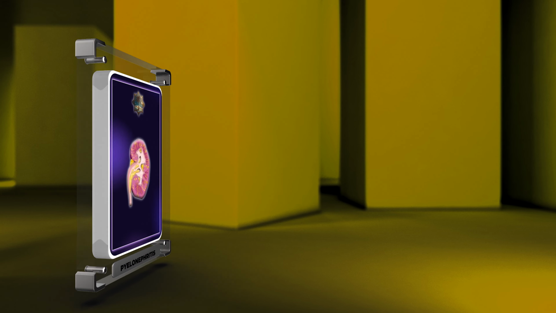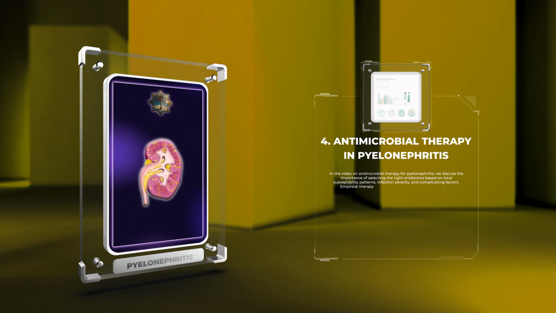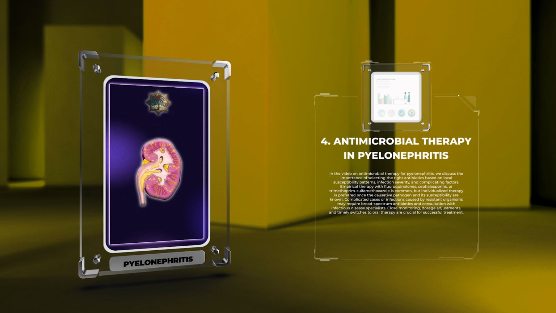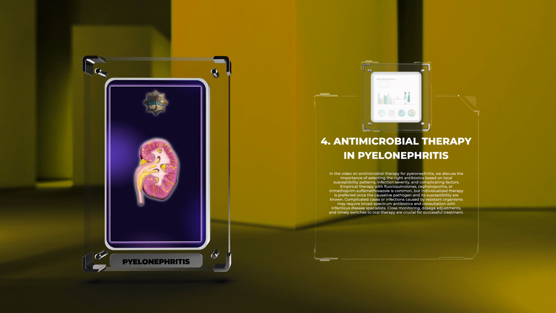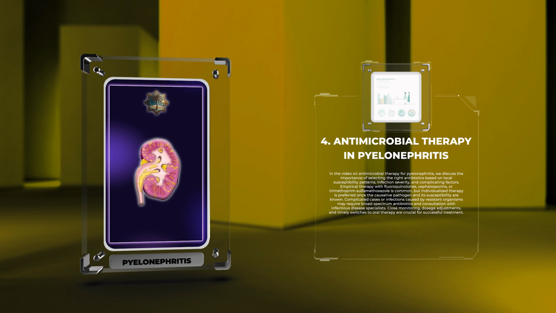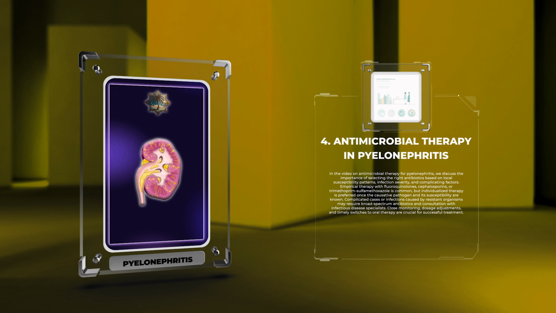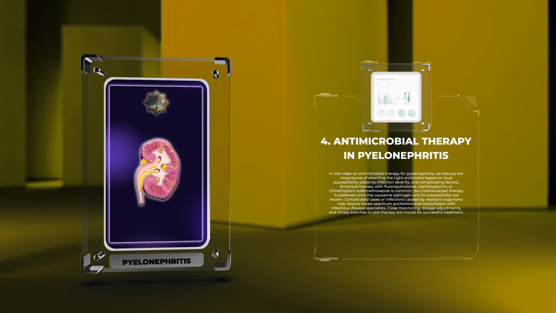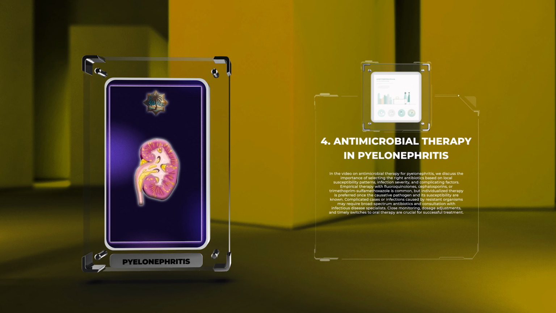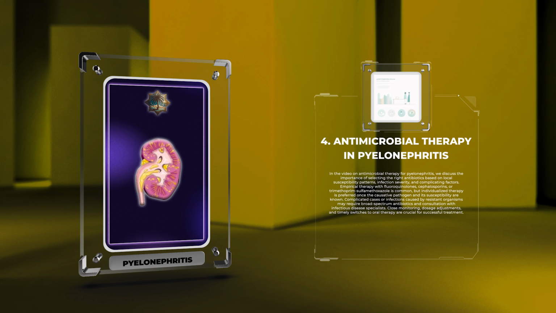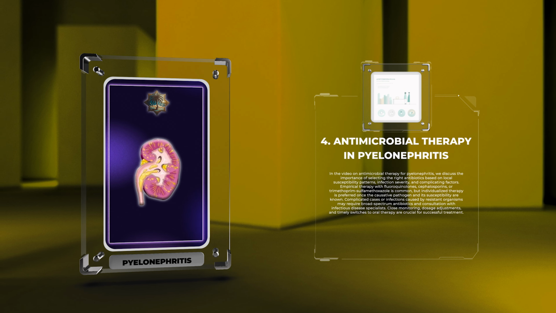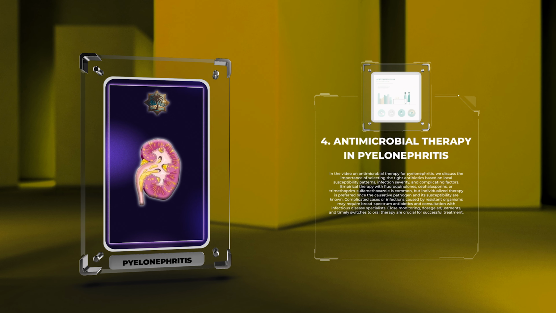In the video on antimicrobial therapy for pyelonephritis, we discuss the importance of selecting the right antibiotics based on local susceptibility patterns, infection severity, and complicating factors. Empirical therapy with fluoroquinolones, cephalosporins, or trimethoprim sulfamethoxazole is common, but individualized therapy is preferred once the causative pathogen and its susceptibility are known. Complicated cases or infections caused by resistant organisms may require broad-spectrum antibiotics and consultation with infectious disease specialists. Close monitoring, dosage adjustments, and timely switches to oral therapy are crucial for successful treatment.